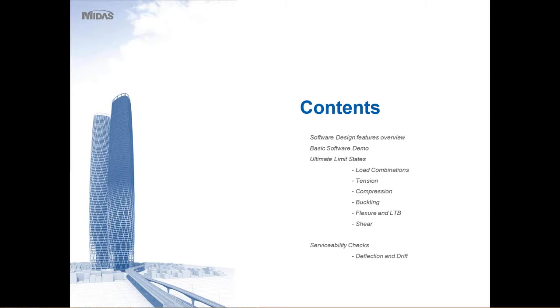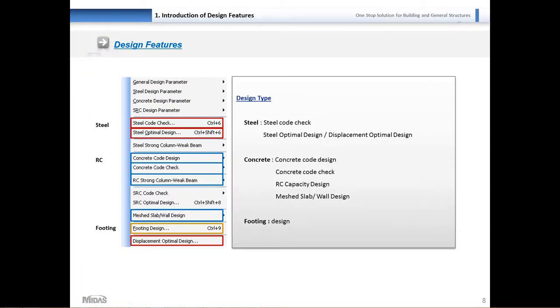So let's come on to what our software can do. In this slide, you can see the various design features that our software possesses. So we have a complete bevy of design features that can cater to all the requirements of a building engineer. So we have steel code checking, steel optimal design, which I will come to later in this presentation. Furthermore, we also have RC design, and limited provisions for footing design are also available.